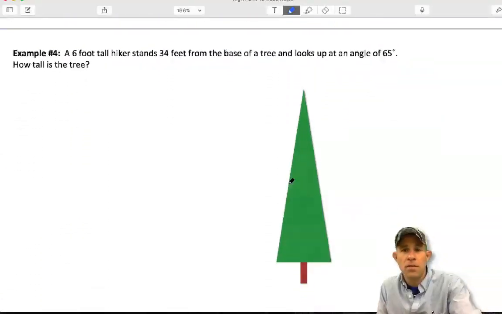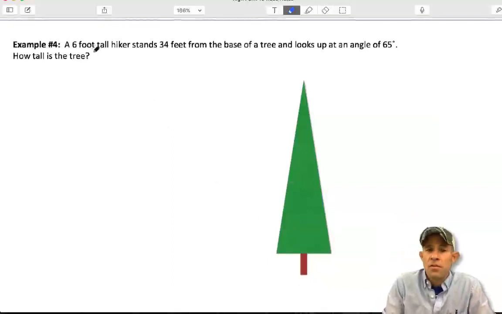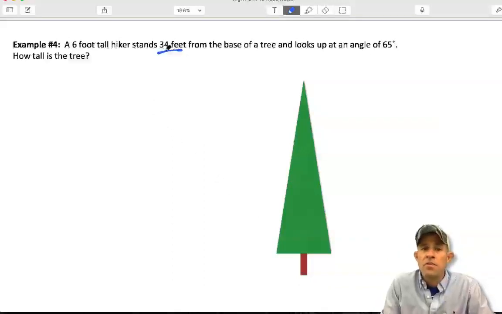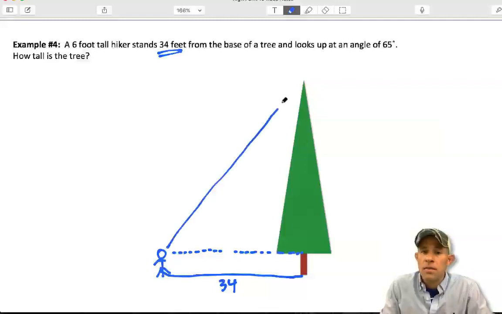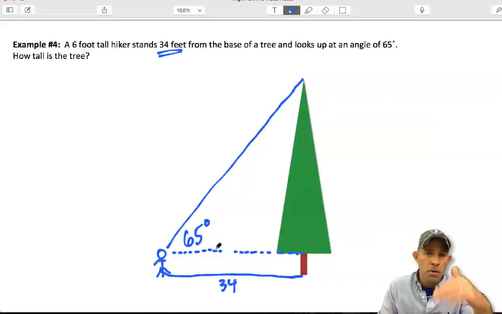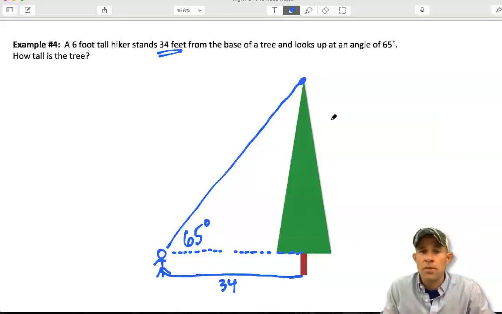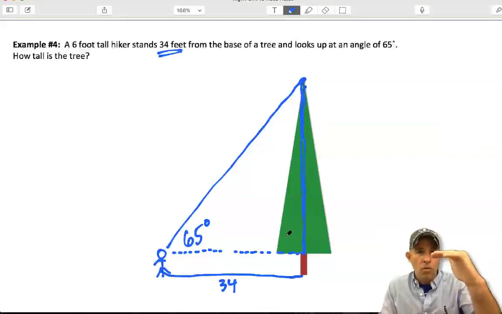We got a hiker who's out in the forest. He stands 6 foot tall and 34 feet away from the base of a tree. So if I come back here 34 feet, let's say, and here's my 6 foot hiker who has this horizontal line of sight to the base of that tree, and it looks up at a 65-degree angle. So here's our angle of elevation. It's looking above that horizontal line to a point up there at the top. And we want to know the height of this tree here.